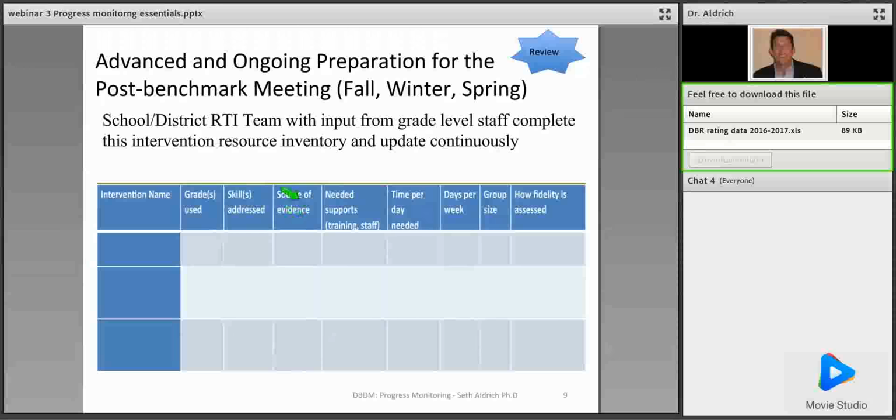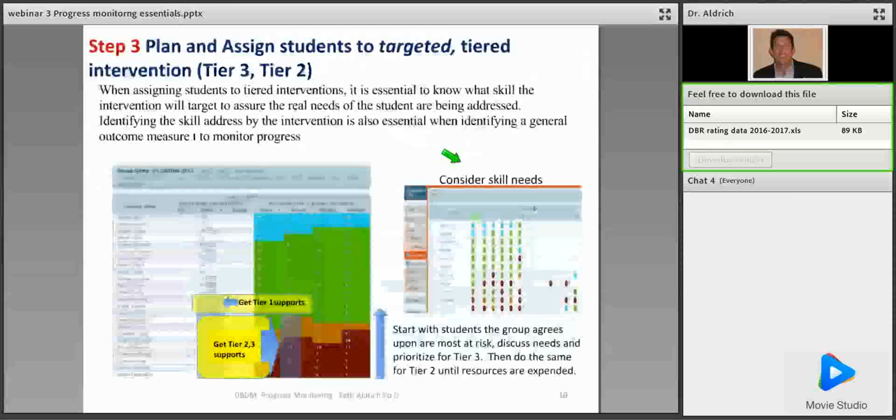That would be, how do we know that this works? Is this something we made up and there's no evidence that it works, or is there strong evidence that this is an approach that works for these particular skills at this particular grade level? We might want to talk about the staff training and staff needs to pull it off, time per day needed, days per week, group size, and then how we would support that intervention in the building. Again, this is a review slide, so I'm not going to spend a lot of time on it.